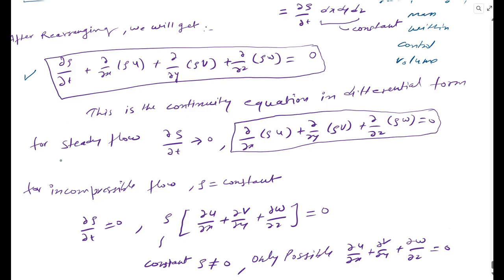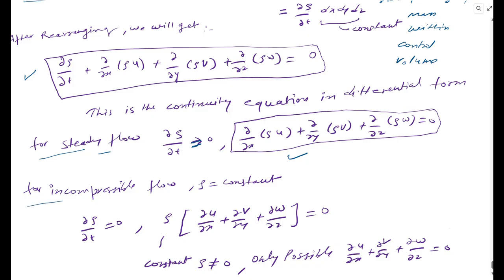For steady flow, meaning at a point there is no change in its properties, here the property is the density, so there is no change. So delta rho by delta t becomes 0, and we can write this.